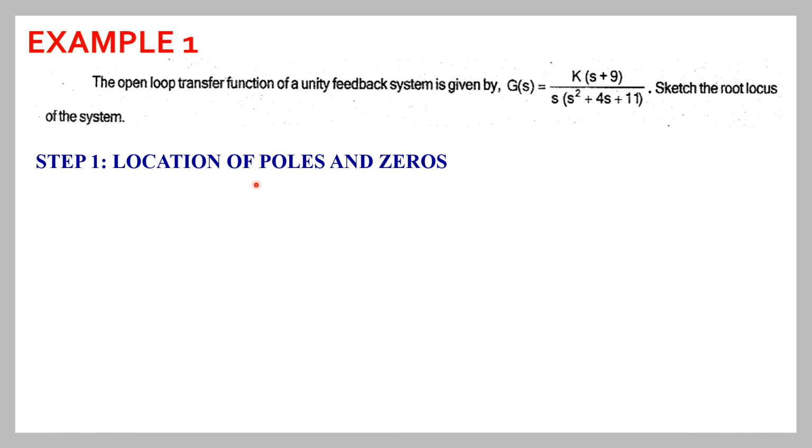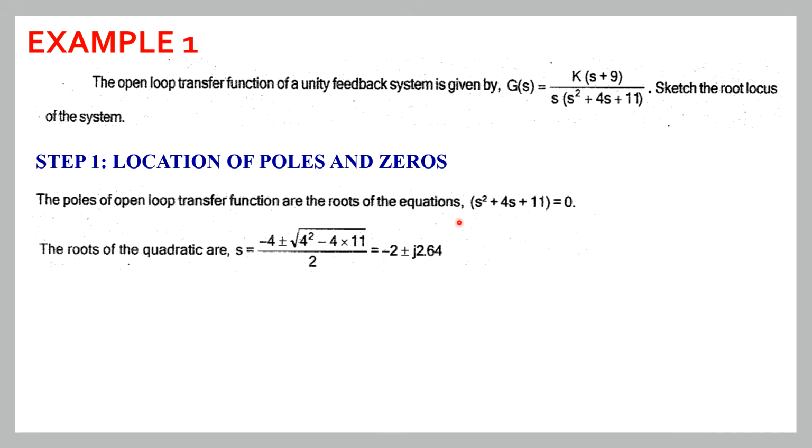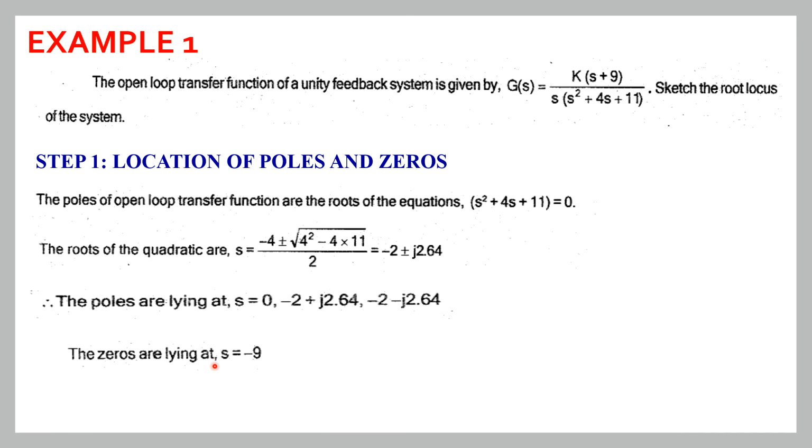So the first step is to find the location of poles and zeros. It means equate the numerator polynomial to 0, the denominator polynomial to 0, and find the roots. So let us equate the denominator polynomial to 0. s = 0 is one root; s² + 4s + 11, on solving, gives a complex pole of value -2 ± j2.64. Let us equate the numerator polynomial to 0. So the zero is at s = -9. So totally we have 3 poles plus 1 zero: zero at -9, poles at 0, -2 + j2.64 and -2 - j2.64.